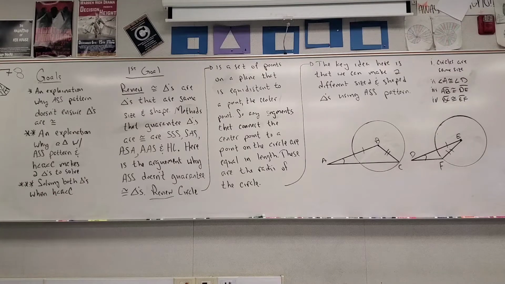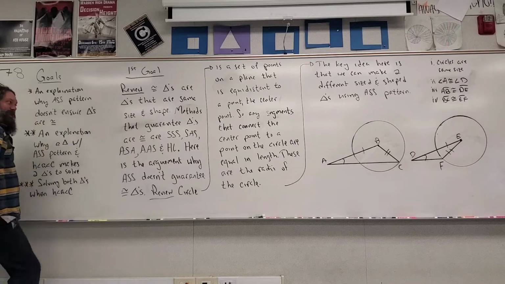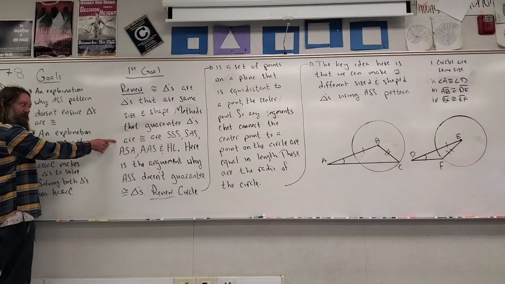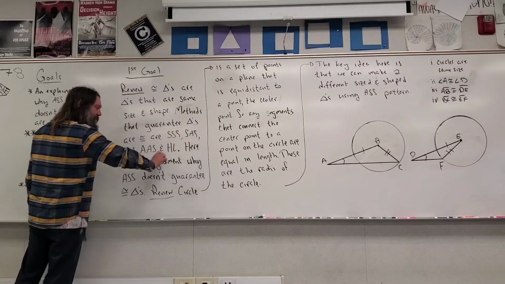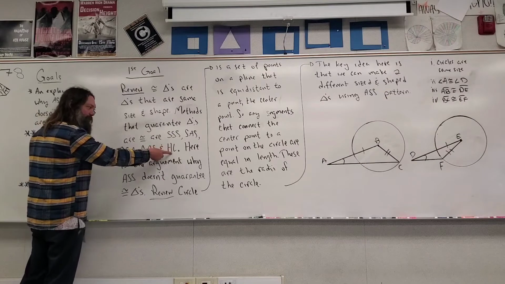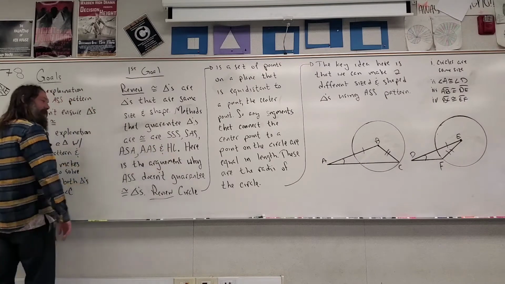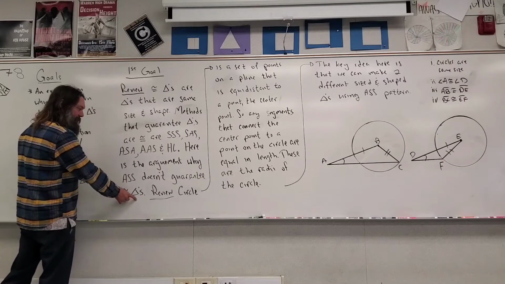Alright, so let's go ahead and jump into our first goal. I'd like to do a little bit of a review here. Congruent triangles are triangles that are the same size and shape. Methods that guarantee triangles are congruent are side, side, side; side, angle, side; angle, side, angle; angle, angle, side; and hypotenuse leg for right triangles. Here's the argument why angle, side, side doesn't guarantee congruent triangles.